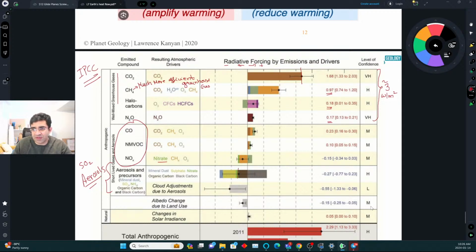So this is basically the expected value of the effect of aerosols. It is believed that they will be slightly cooling, but you see this bar is the uncertainty. Okay, so it could also be that they are not cooling but they are warming. Okay, and this is cloud adjustment.